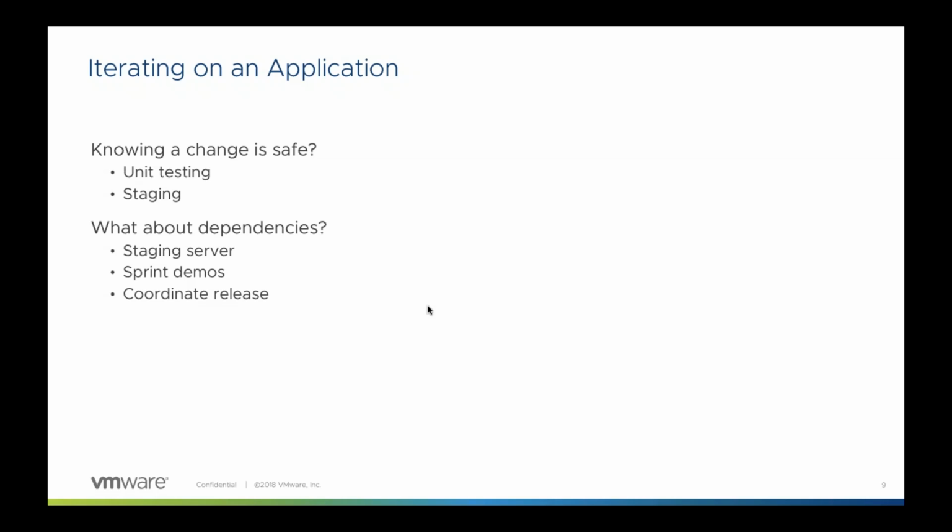And then what about dependencies? Well, do I need to take the whole application stack and move it to a staging environment? Do I need to do demos off of it? Do I need to coordinate the release from that dev environment and that sprint demo all the way through to the production environment? Those are all things that we'll be able to get to later with the Lifecycle Manager and say, how do we move this application? How do we move a service offering as a unit, even though it spans multiple pieces of the vRealize stack?